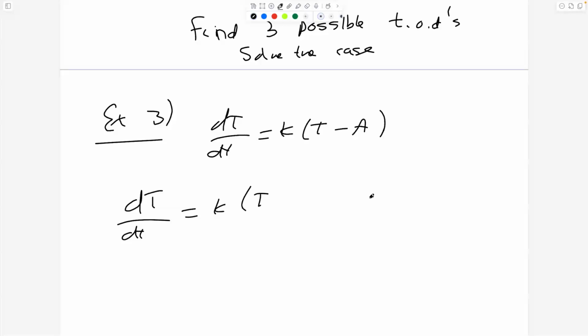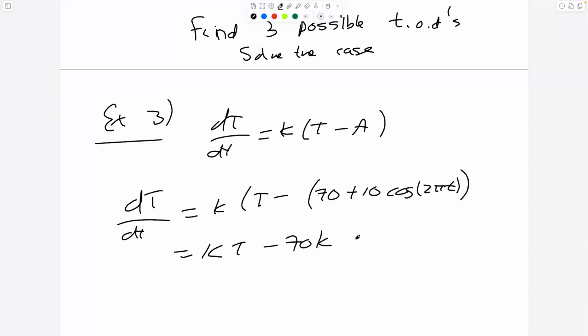So k(T minus, and then in parentheses, what do we have? 70 plus 10 cosine of 2 pi t. So I've got a couple of different levels of distribution here. I have to distribute this minus and distribute this k. So this would be kT minus 70k minus 10k cosine of 2 pi t.